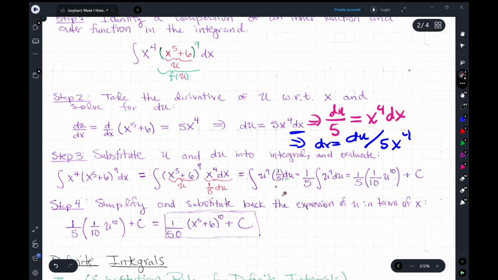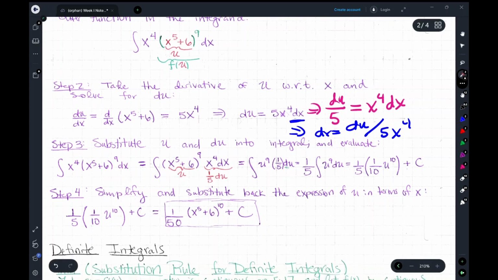So, okay, we then take the integral of 1/5 u to the 9 du. Now notice, you got this variable u and you're integrating with respect to du. And that's easy, right? The antiderivative of u to the 9th is u to the 10th over 10. And we add that extra c to represent the family of antiderivatives.